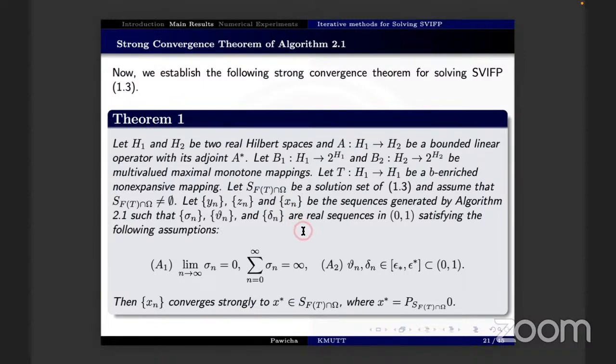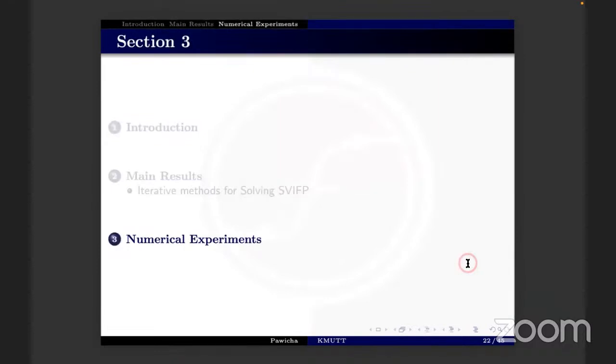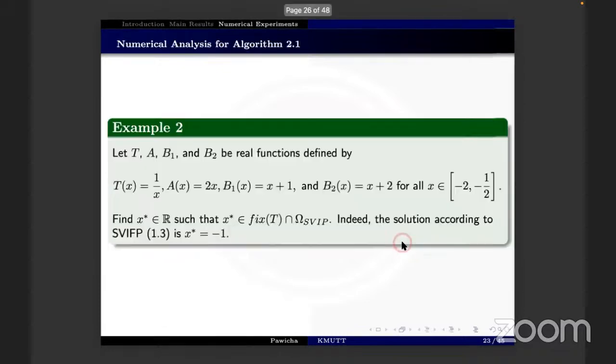I just showed the convergence theorem only, and I omit the proof here because it's a long proof. So the main highlight should be the condition. To get the strong convergence theorem, the necessary condition is here. Okay, I'm going to the last section, numerical experiments.